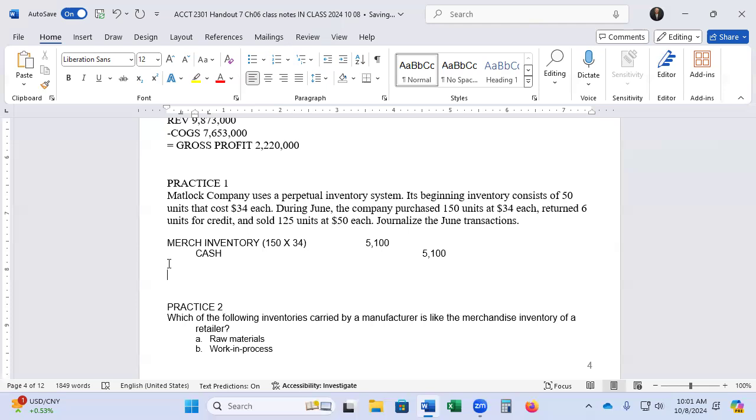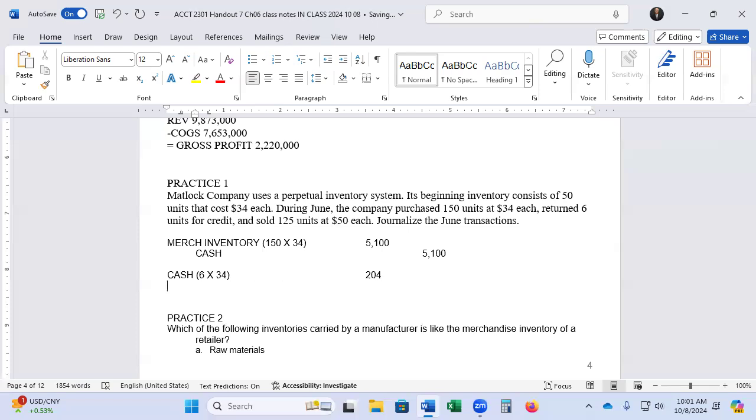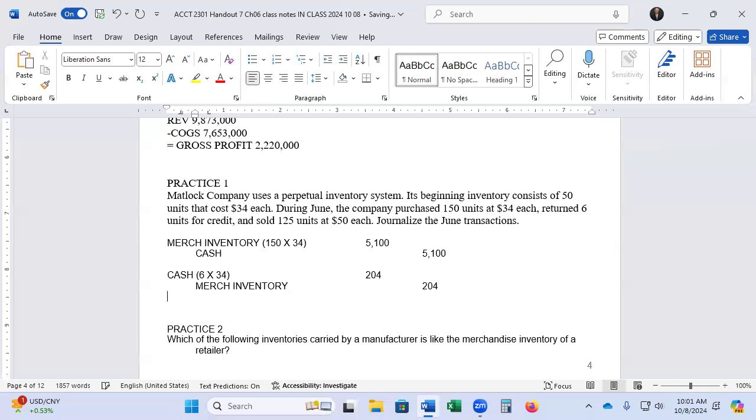It says during June, returned 6 units for credit. So we're going to get credit for 6 times 34. And so that's 204. We have to make sure that we move it outside of our merch inventory because we don't have it anymore. And that's a credit of 204.